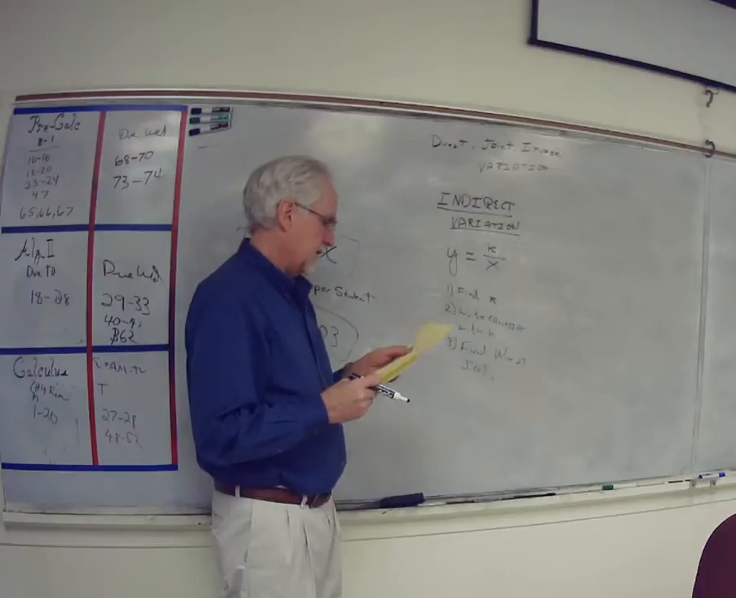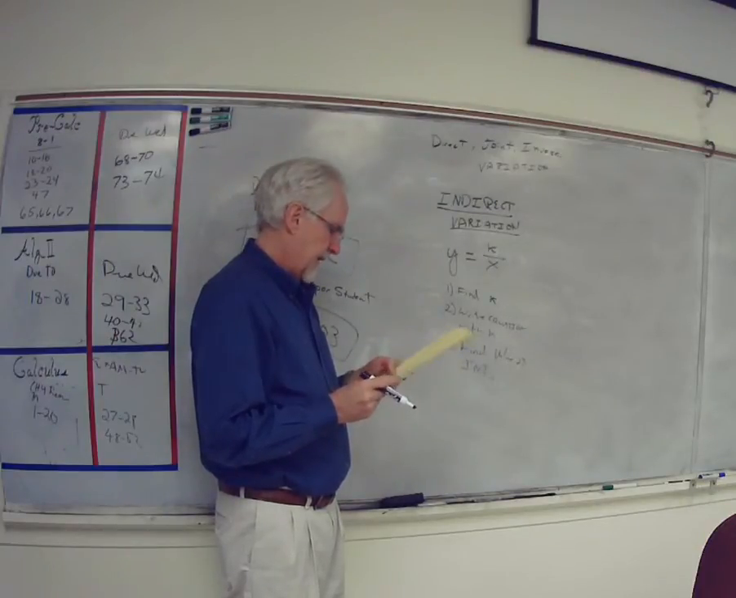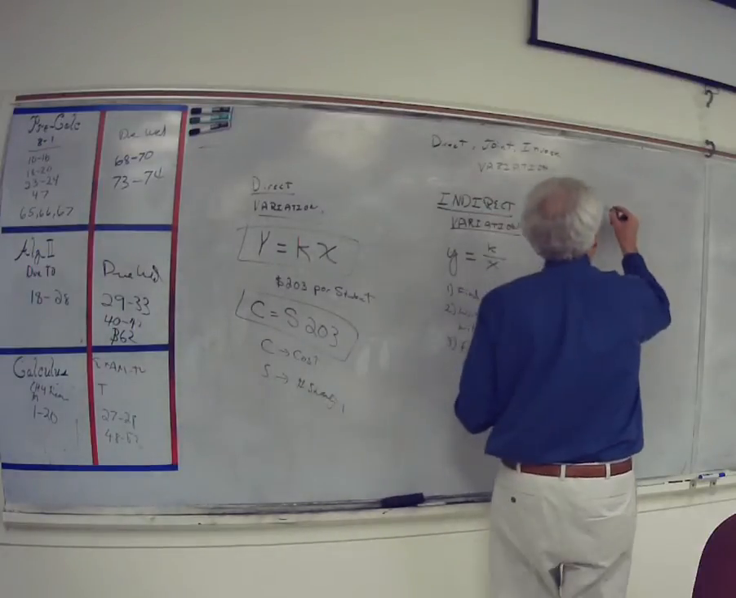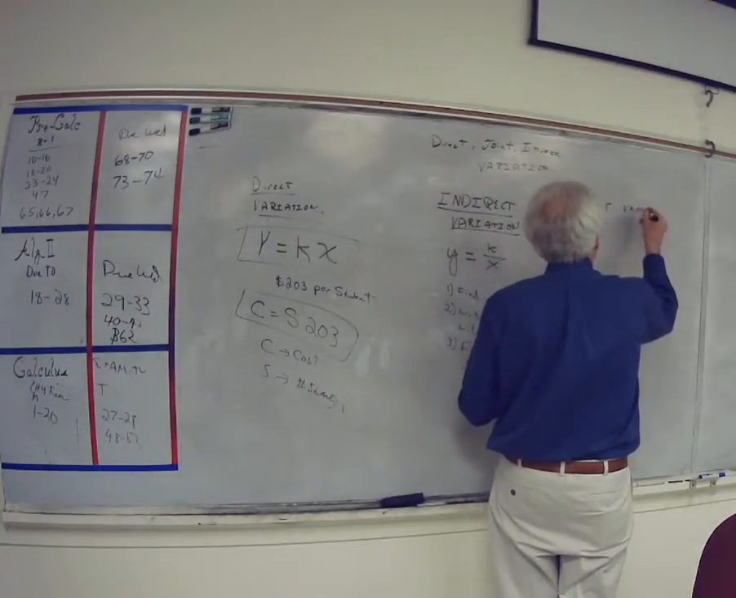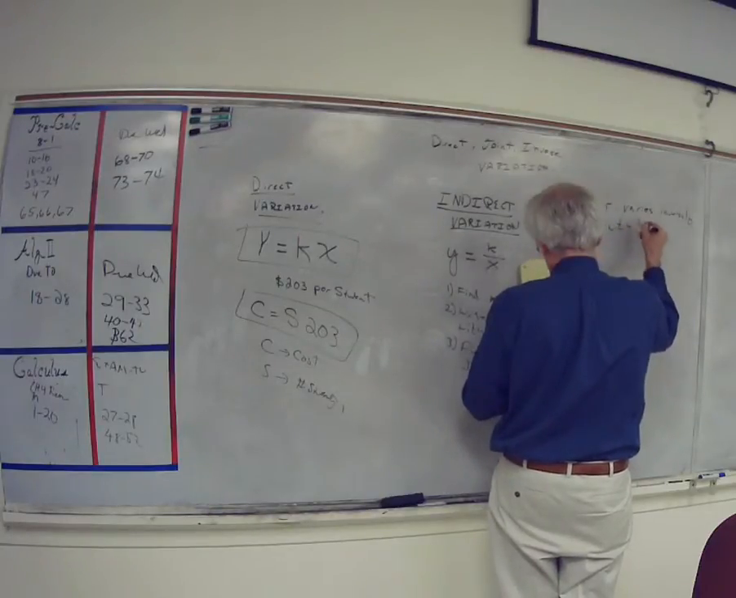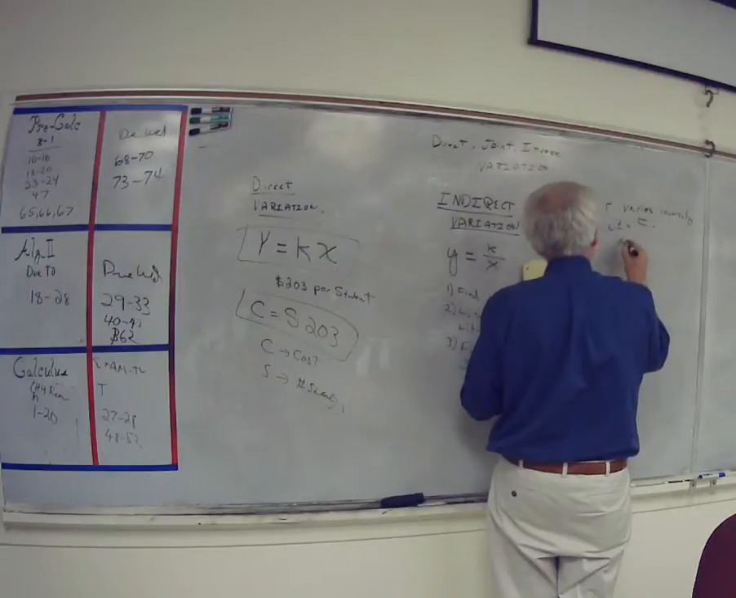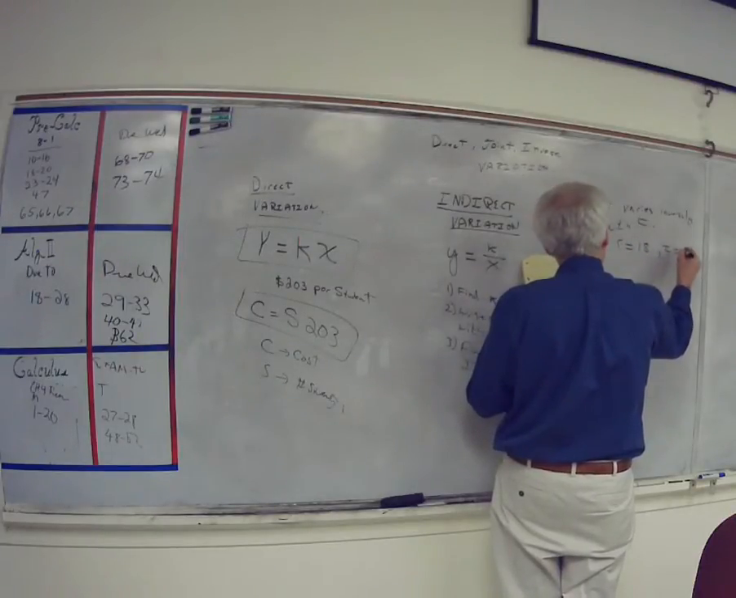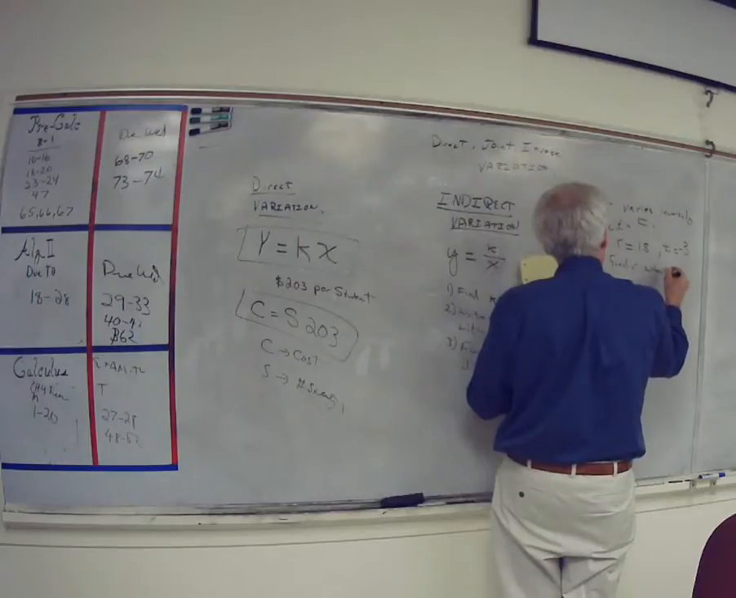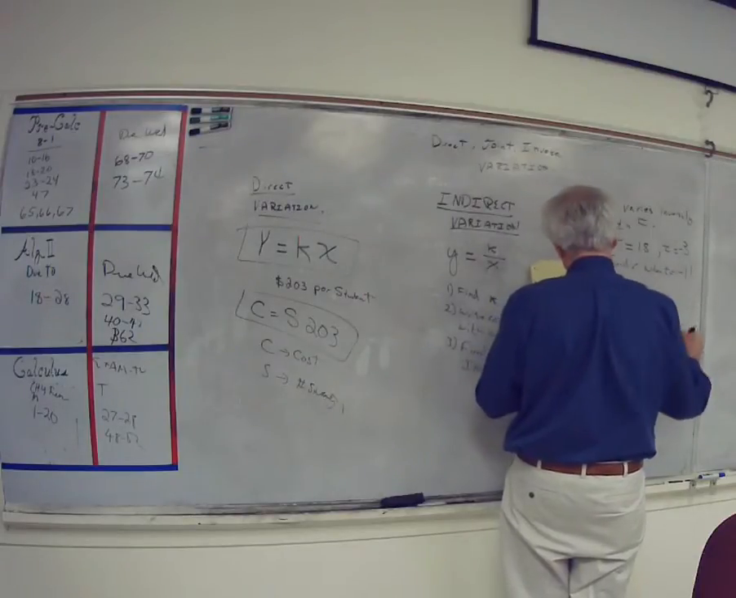All right. So let's say that I say that r varies inversely with t. So r varies inversely with t. Okay. When r equals 18, t is equal to minus 3. And now find r when t equals minus 11.